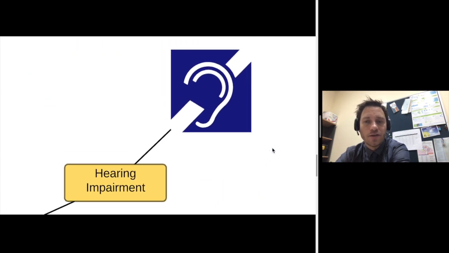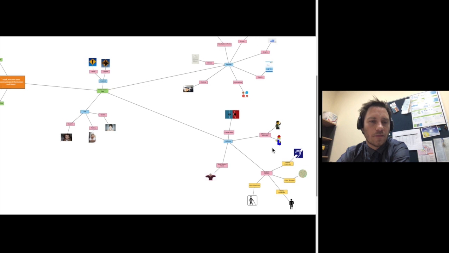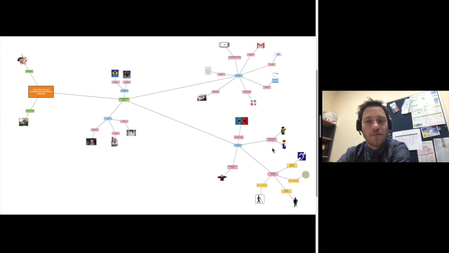And also hearing impairment. So you need to make sure that you speak clearly. You need to make sure that there is an alternative method to access any audible messages. So it could be subtitles or some other way to communicate that meaning. Okay, and that is seek, receive, and communicate information and ideas.